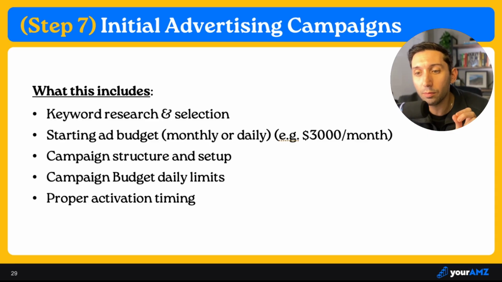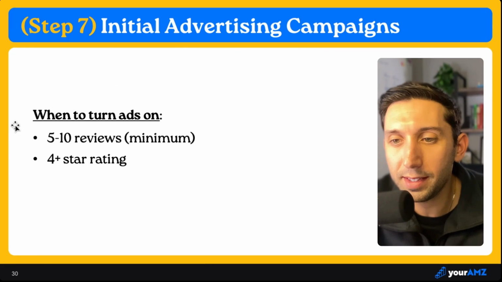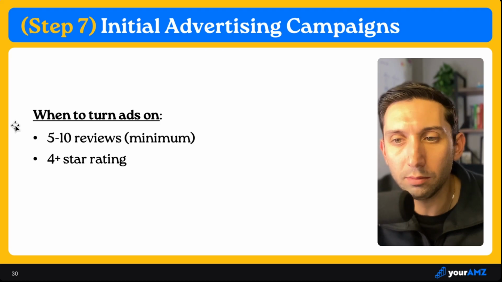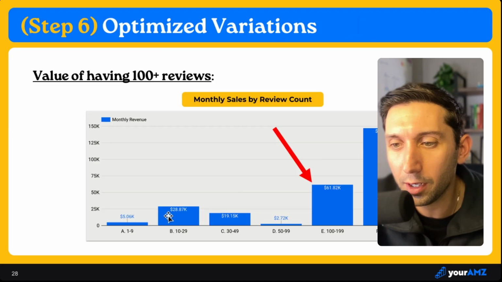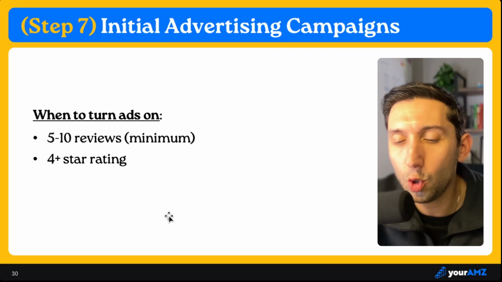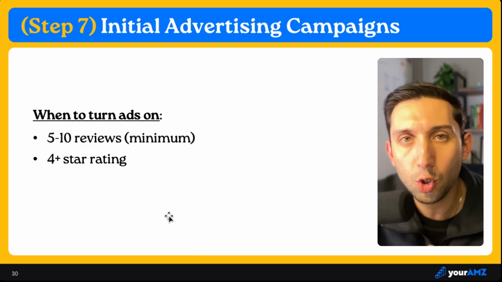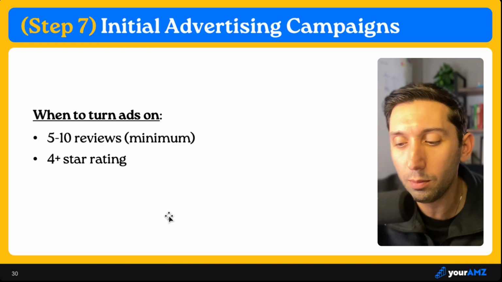And then you need to properly time the activation of these campaigns. So when should you turn ads on? When should you activate these campaigns? You want to have a minimum of 5 to 10 reviews, ideally more, but you could definitely launch at 10 reviews, as we saw here, right? Definitely a jump here at 10. And you want to have at least a 4-star rating. So if you're under 4, if you're in the 3s, you want to stop and reassess why the product is not being rated well by reviewers.